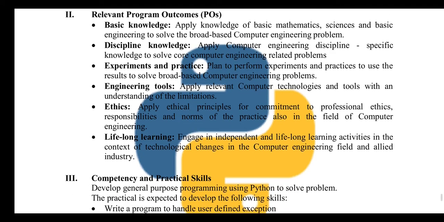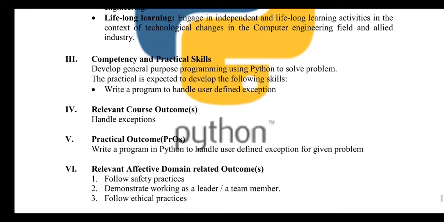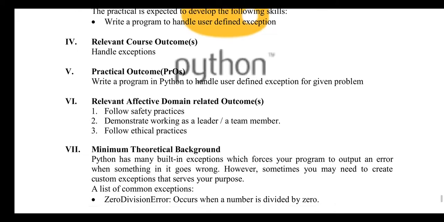These are the known program outcomes: basic knowledge, discipline knowledge, experiments and practices, engineering tools, ethics and lifelong learning. These are the practical outcomes. We are going to learn how to create a user defined exception for respective problems.